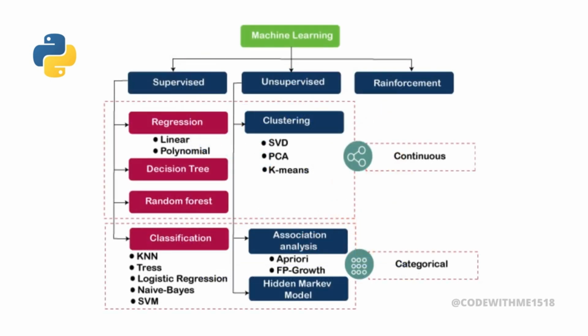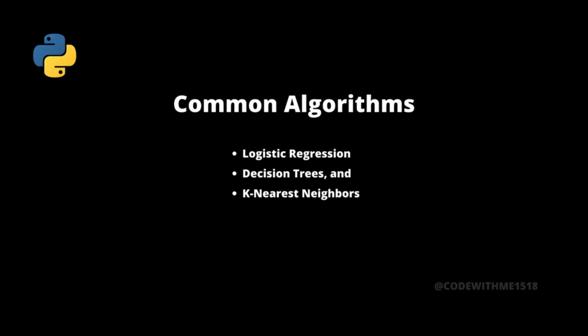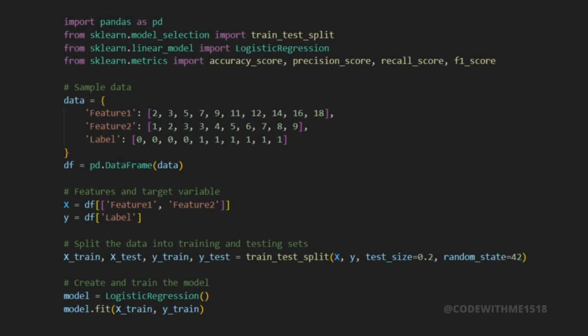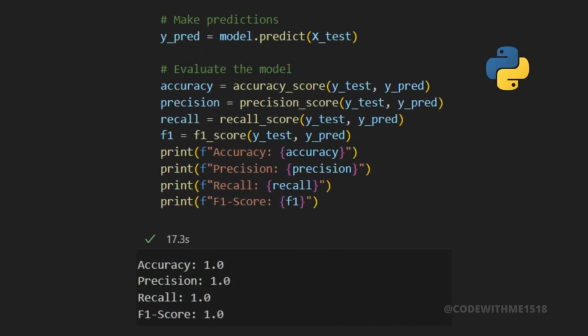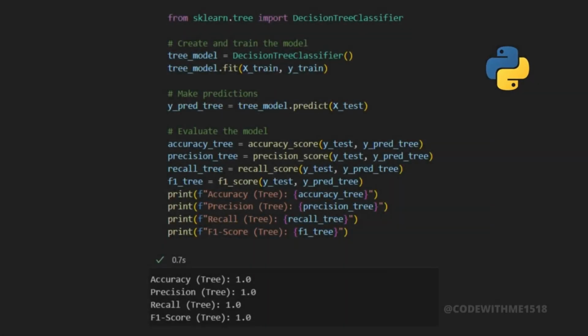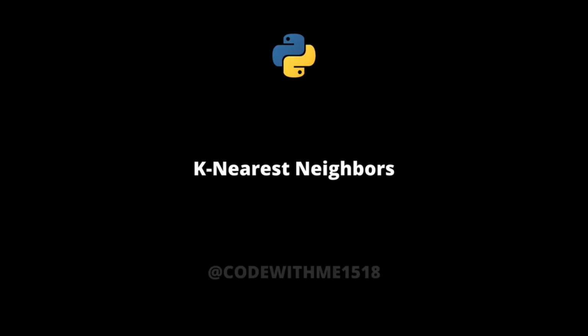There are several algorithms we can use for classification. Today, we'll look at logistic regression, decision trees, and k-nearest neighbors. Here's how you can implement these algorithms using scikit-learn. Let's run the script to see the output. Decision tree example. K-nearest neighbors example.